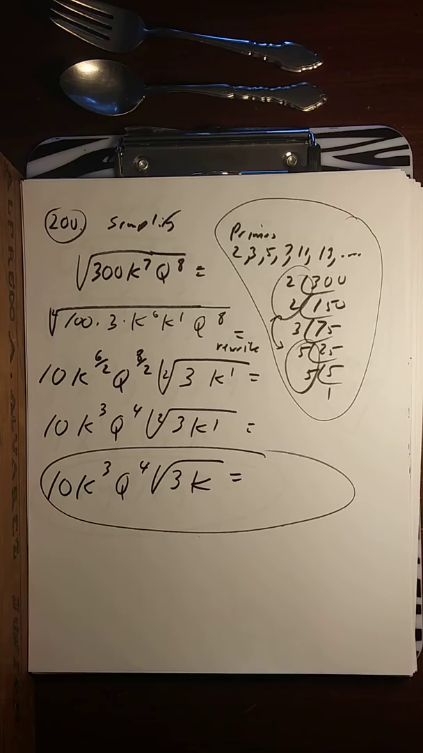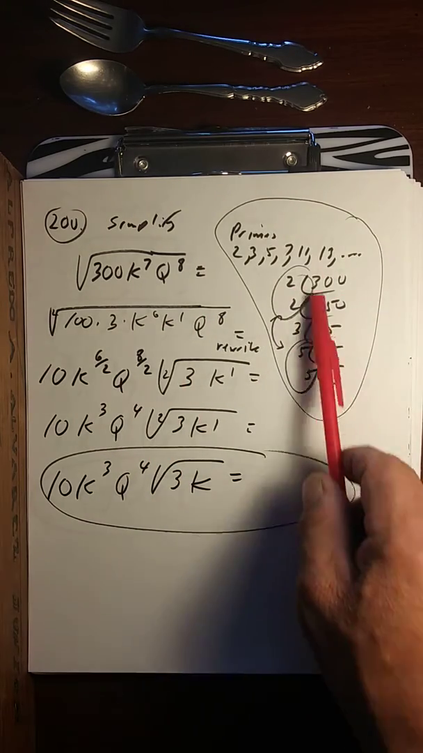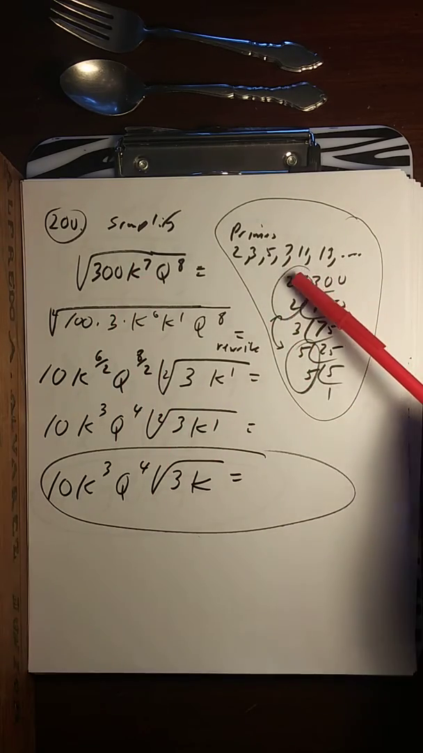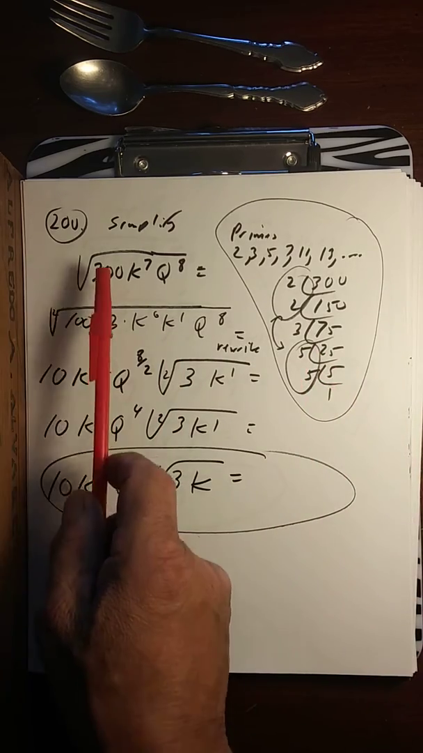Square root of 300. So 300, break it. 2 divides it, 2 divides it, 3, 5, 5. So all these numbers make 300. But what I'm going to do is put these numbers together: 2 and 2, 5 and 5, which is going to be 100. 100 times 3 is 300.